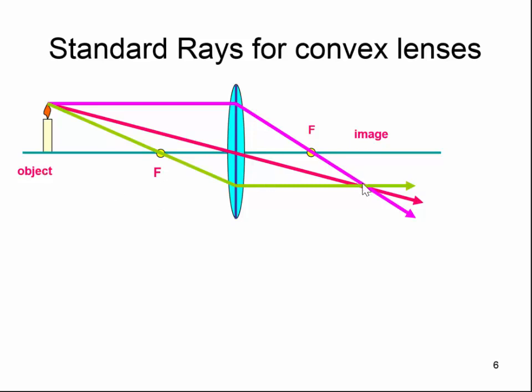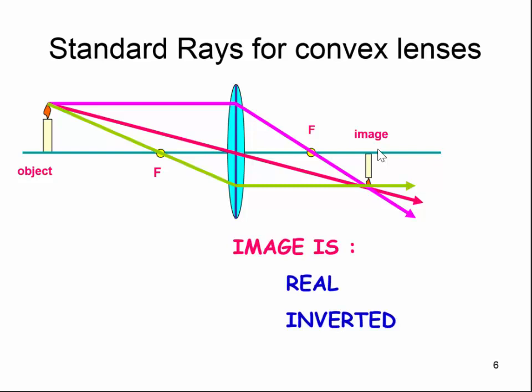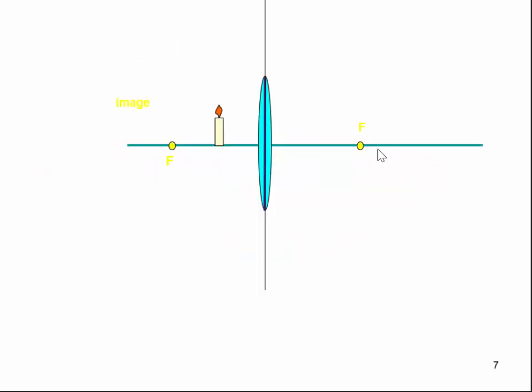And you can see here, this is where our image is going to appear, and because those light rays actually converge, they actually go through the same point, they don't just appear to come from a point, that image is real, which means it can be projected onto a screen, and it's inverted. It's upside down. These yellow things here say F, and there's another F.